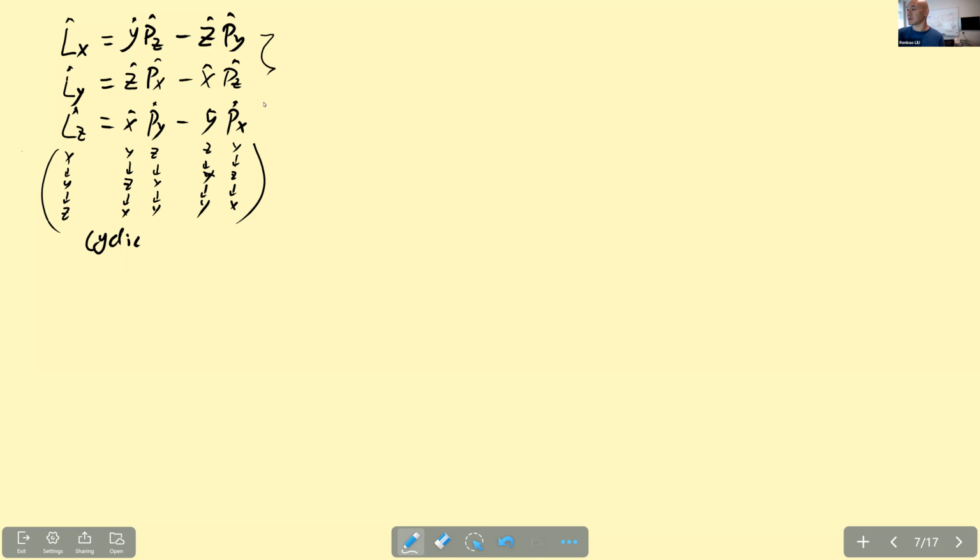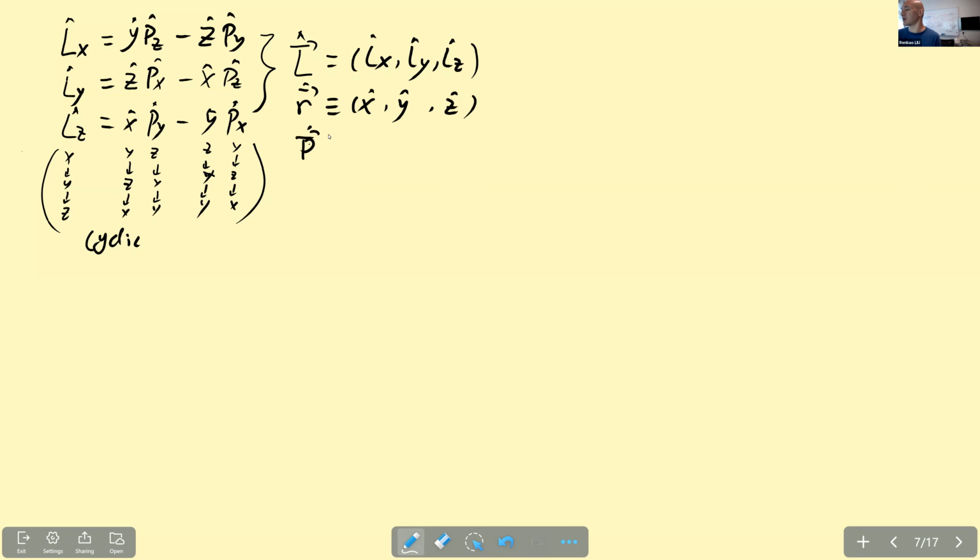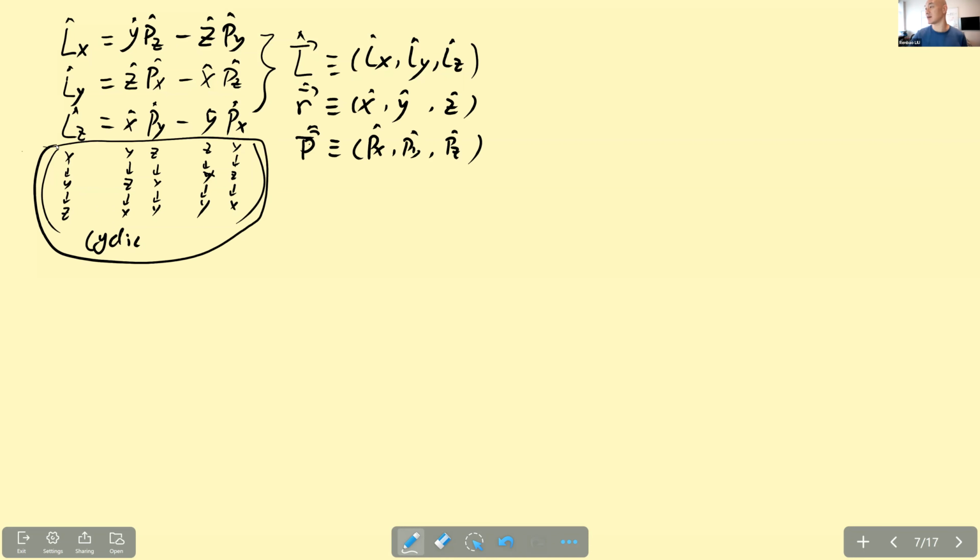So this can be summarized in just one expression. Denote Lx, Ly, and Lz as three components, the position operator r has three components x, y, and z, and the p operator similarly has three components. With this cyclical relation, this can be written in a very compact way, just as we had in classical mechanics.